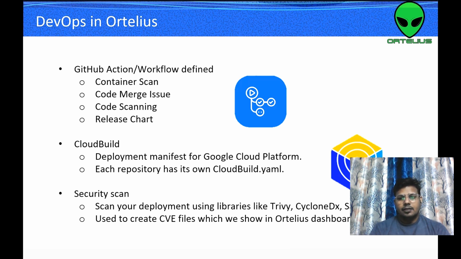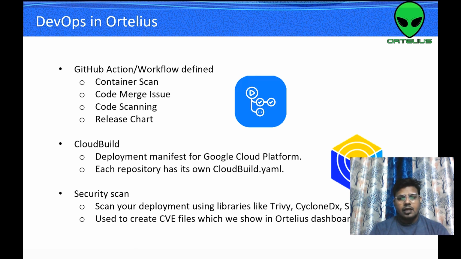Apart from that, for every repository, for every microservice, we have a cloud build. Cloud build is basically a deployment manifest for Google Cloud Platform, and it has all the necessary information that would be required in order to deploy that application to GCP. So if you want to make any changes in the deployment, make sure you are making those changes in cloudbuild.yaml that is present in the repository.